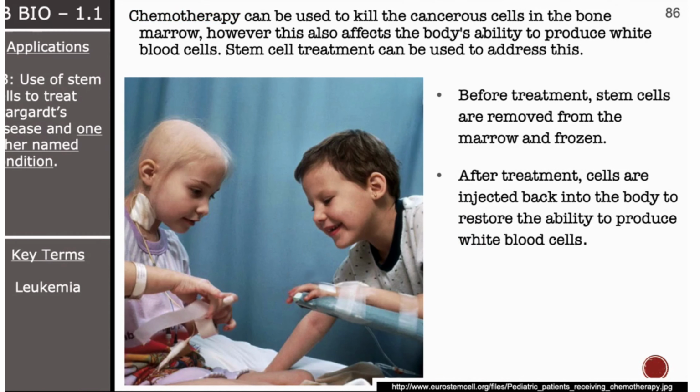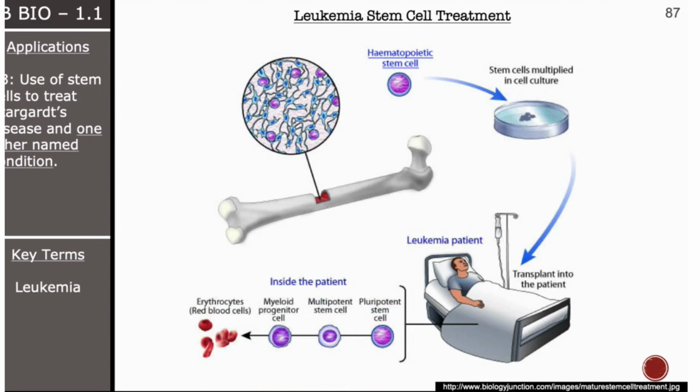Chemotherapy can be used to kill the cancerous cells in the bone marrow. However, this also affects the body's ability to produce white blood cells. So before treatment, stem cells are removed from the marrow and frozen. After treatment, cells are injected back into the body to restore the ability to produce white blood cells. So this is how the leukemia stem cell treatment goes on.